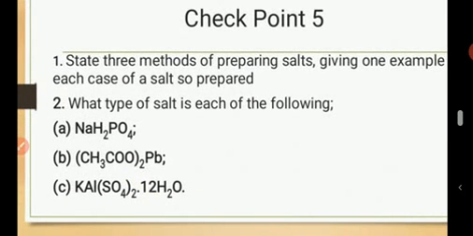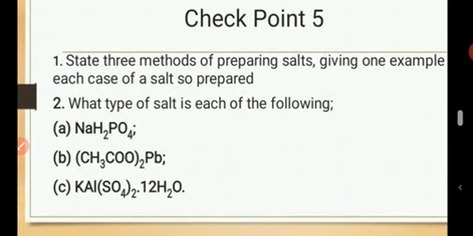The first one is sodium dihydrogen tetraoxophosphate(V). Now, you should know what type of salt it is. I've already given you hints. Whenever hydrogen is inside the name of a compound, or in the middle of a chemical formula, what type of salt will it be?